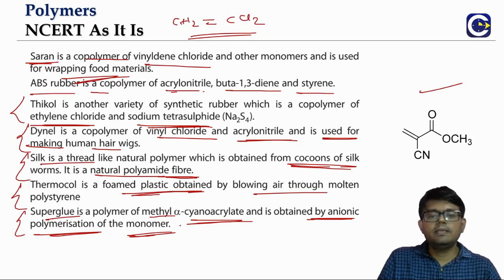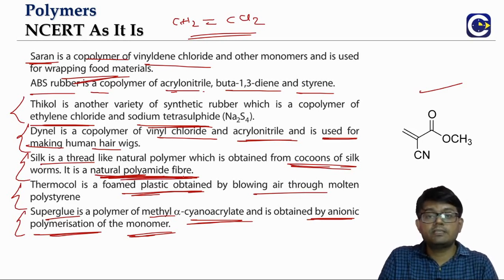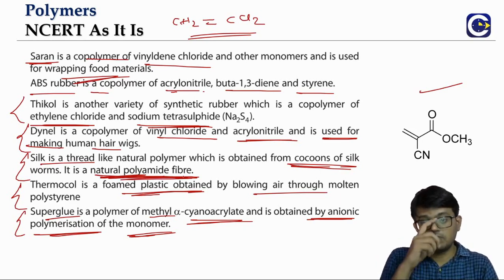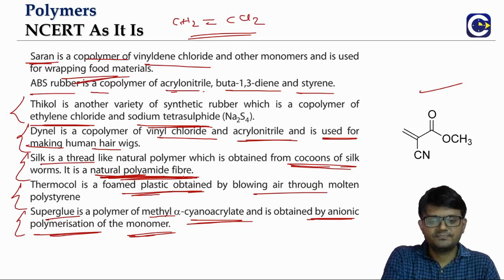Then maybe a little bit about saran or Dynel. Silk, of course, is the natural polyamide. This can be a possible one. NCERT does not give it, but some other books, other state boards, might have mentioned silk. So this is a little bit of additional points. Here we don't have to go into details of how the polymerization mechanism happens, just the idea of the particular names of the polymers and the monomers.